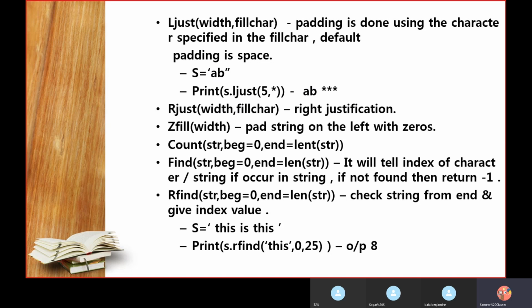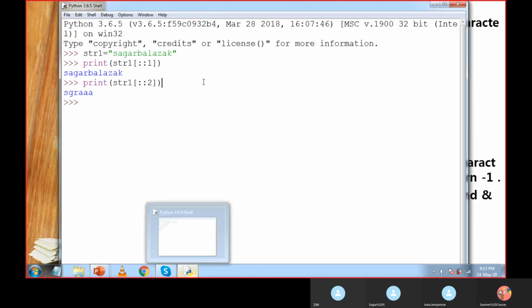Now suppose I want to fill it up with 0. For that, I have to write s.zfill, and with how many places? Currently if I do 5 places, then what will happen is "ab" will be written, and then 000 will be written in front.